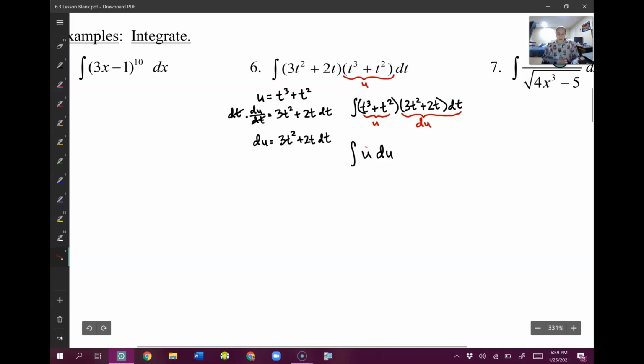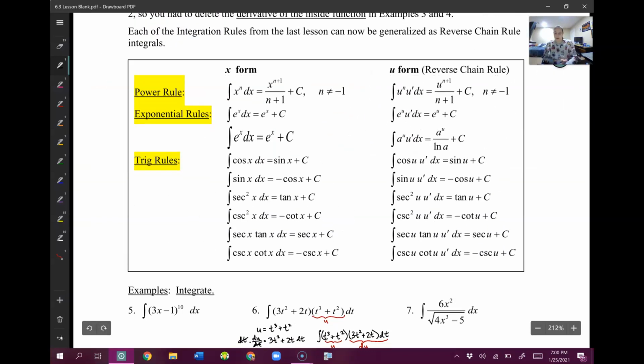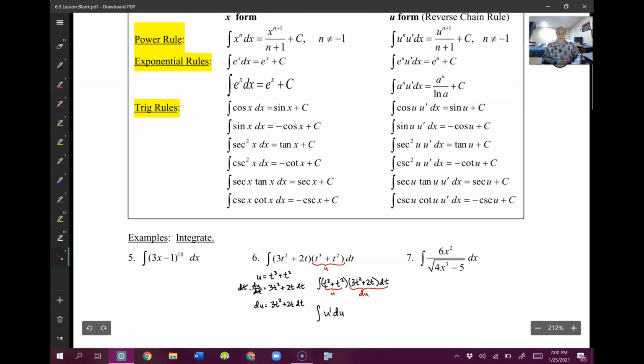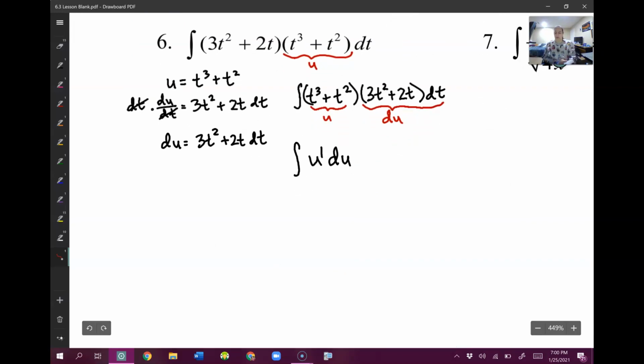So I've now got this u du. We're all in the same language. We're all in u's, so we're good. And this u has a secret 1 there. So at this point, this is a power rule. So if I go up here, right there, there's my power rule. X to the n dx. That's exactly like what I've got here. U to the 1 du. So this is going to turn into, reminder of our power rule, u to the 1 plus 1 over 1 plus 1 plus c, our constant of integration. So u squared over 2 plus c.